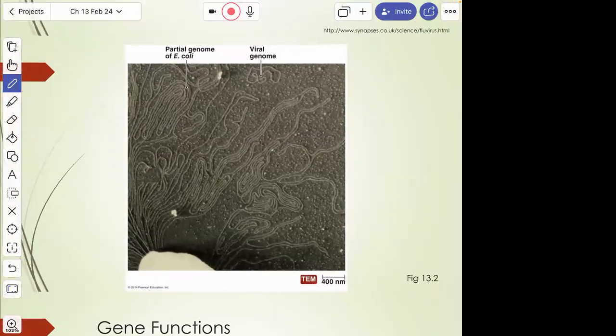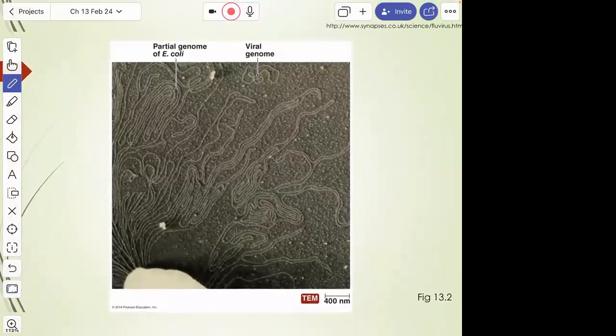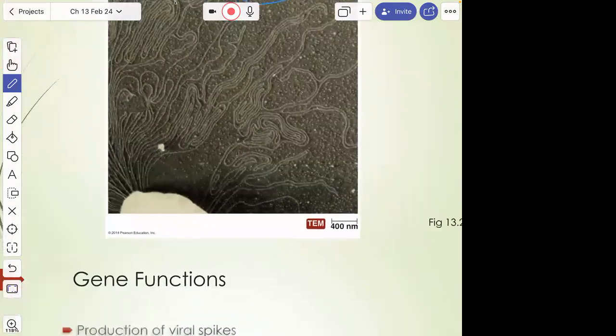So I don't think I posted this, but this is just a picture from your book. We can break open cells and treat them so that the DNA is visible. And you can see here the viral genome. There's a virus that's infected E. coli. The viral genome is just really tiny, and all the rest of the stringy stuff is just the partial genome of E. coli. So, okay, much smaller genomes.